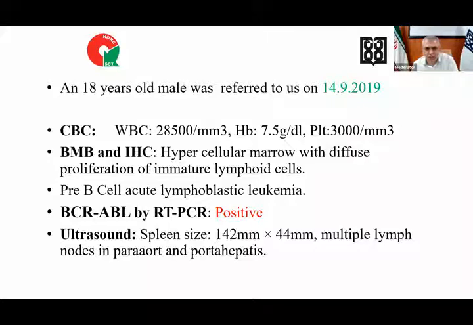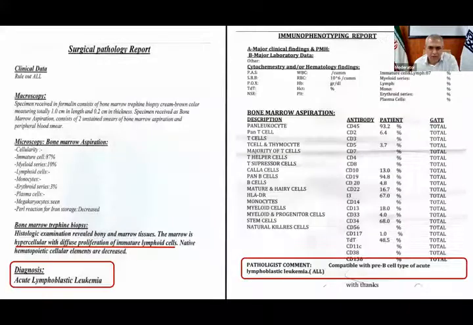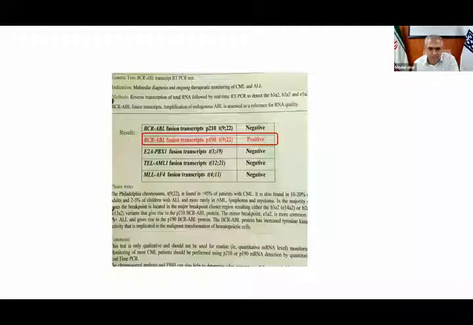Bone marrow aspiration and biopsy revealed acute lymphoblastic leukemia, pre-B cell ALL. Cytogenetic study showed just t(9;22) translocation with no other abnormality. BCR-ABL by RT-PCR was positive. And the BCR-ABL fusion transcript was P190.